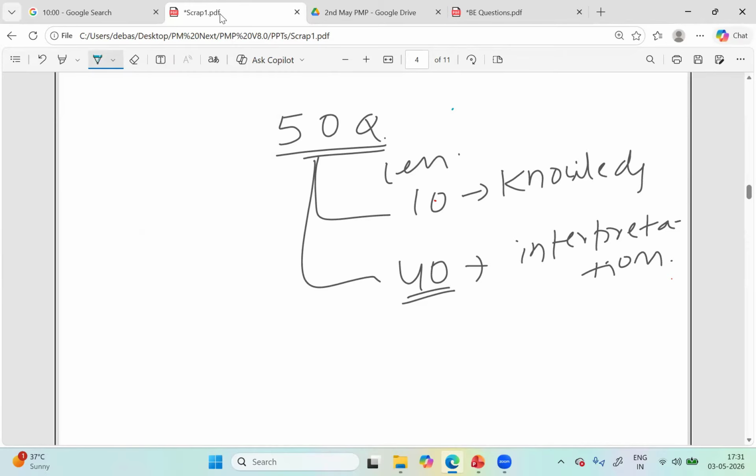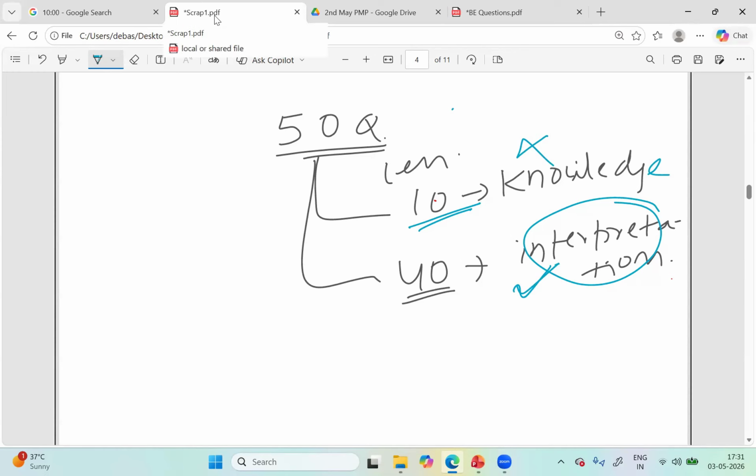So why am I pointing this out? If somebody is not making it in the exam, most likely 95% is not due to knowledge. It's because of interpretation. So that is why we'll have to learn the art of interpreting PMP questions. Very important.